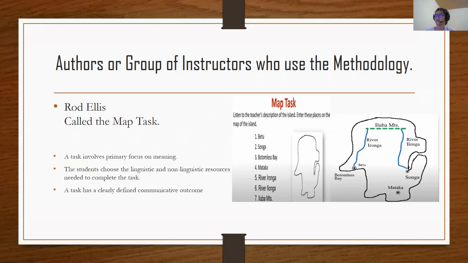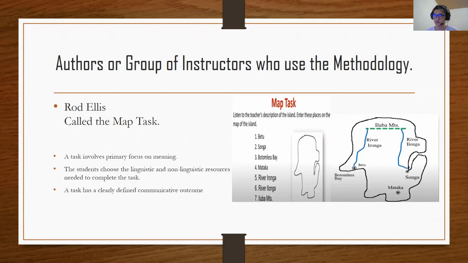What is a task? A task is a language teaching activity that must satisfy four criteria. A task involves primary focus on meaning. The students choose the linguistic and non-linguistic resources needed to complete the task. A task has a clearly defined communicative outcome, and it has a kind of gap. So I'm going to explain each of the criteria.